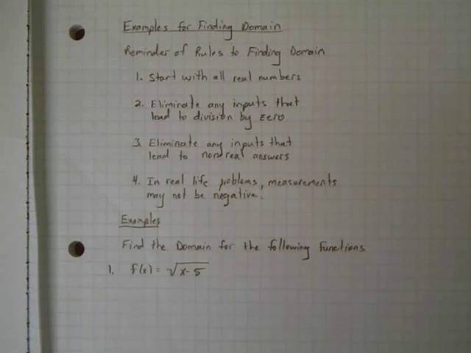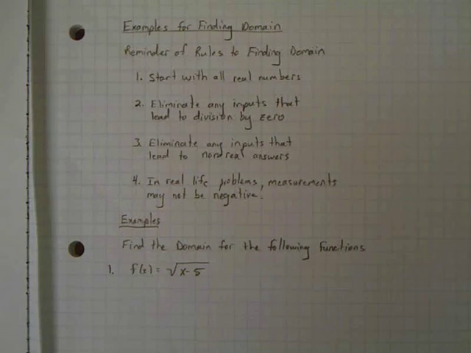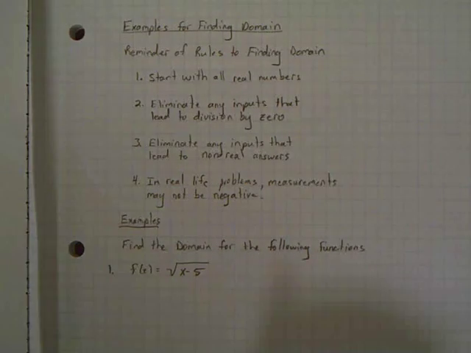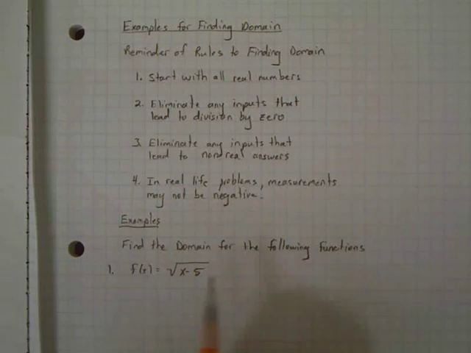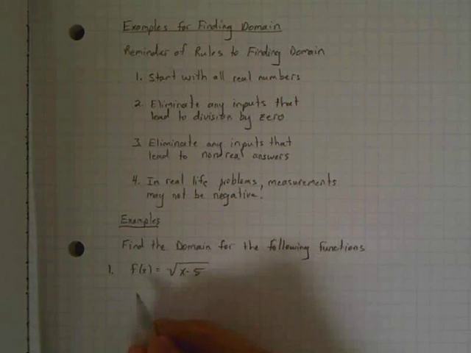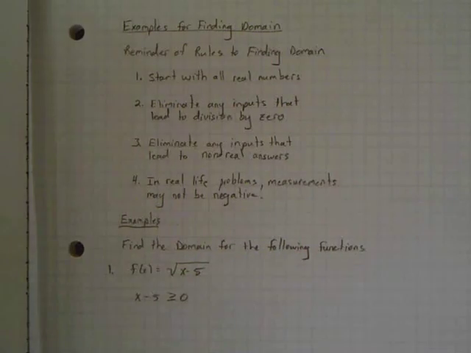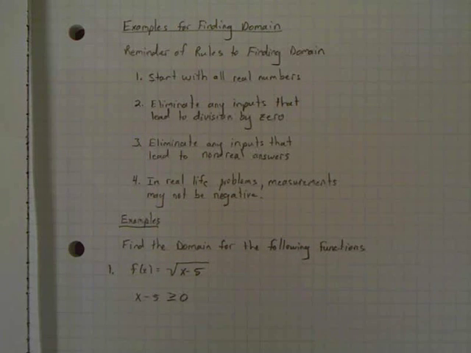We then move forward to inputs that lead to non-real answers. And this is the one that's going to limit our domain a little bit. So we have to determine what values for x inside here are going to lead to non-real answers. And non-real answers are going to come from a negative underneath the square root. So what we're really looking at is values where x minus 5 has to be greater than or equal to 0. We want it to be greater than or equal to 0 because we can take the square root of 0 and we can take the square root of anything bigger than 0. Anything less than that is going to lead to non-real answers.